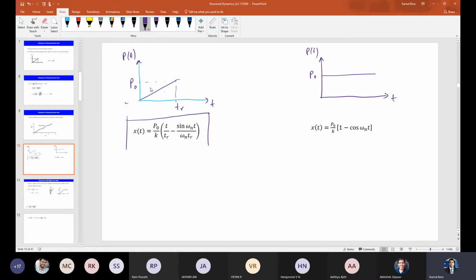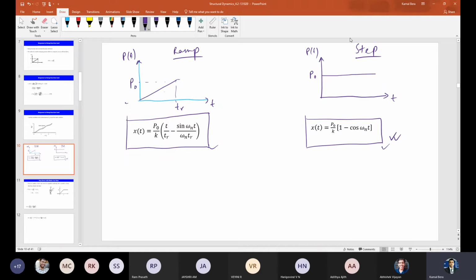Okay, so this can be obtained using both approaches, that is the classical approach as well as the Duhamel integral approach. And we have done this in the last class, right? So this is P naught by k, t by TR, this thing that we have obtained already, and this is also what we have obtained for the step load. Step function load basically, and this is the ramp function load. So this is the ramp function load, and this is the step function load. And we have obtained this for the undamped system, right? For the damped system the expression is a little bit more involved, but this is simplified for the undamped system.